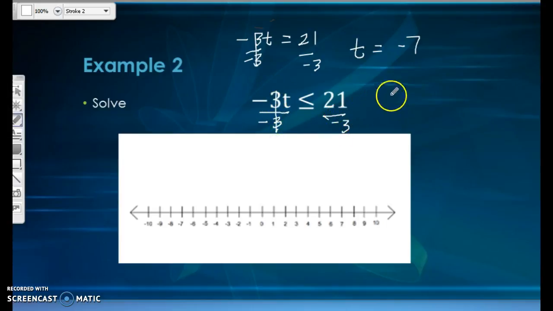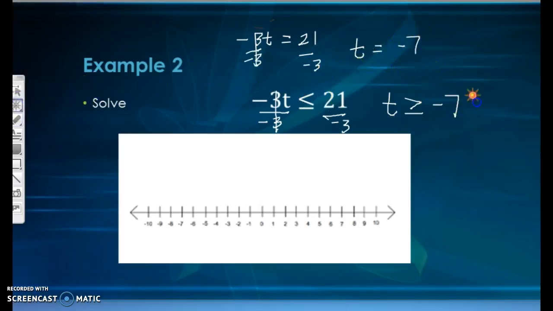But one more little thing to mention about inequalities. If you divide or multiply by a negative, you must flip this inequality sign. So now instead of less than, it's going to be greater than or equal to -7. So once again, I still got -7 as my solution, but look at your inequality sign.